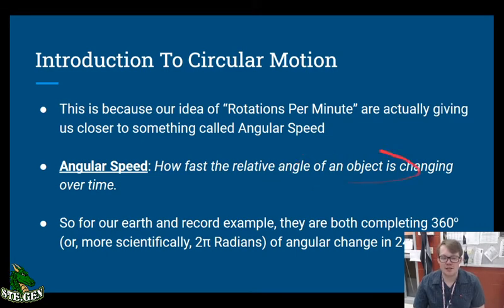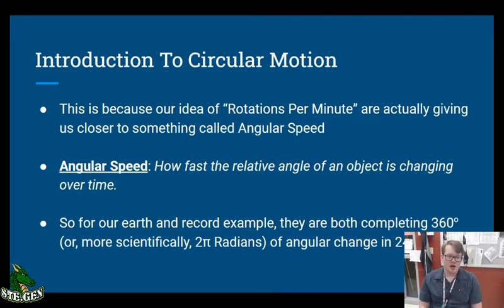It's how fast the relative angle of an object is changing over time. So if you think of the Earth as a big circle and you move from here to here, that angle change will scale down to the angle change of the record player. And they should be changing at the same angle. Whenever the Earth has gone through 1/4 of the day, it's done 90 degrees out of the 360 of a circle. You would expect that in that 1/4 of a day, the record would also be 1/4 of the way through its rotation.